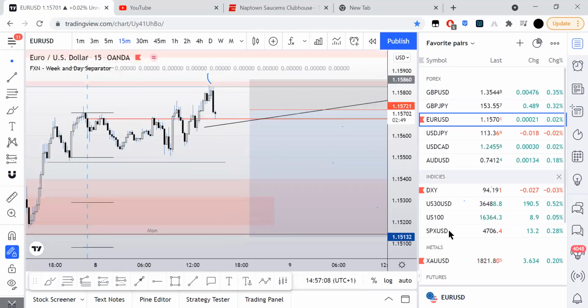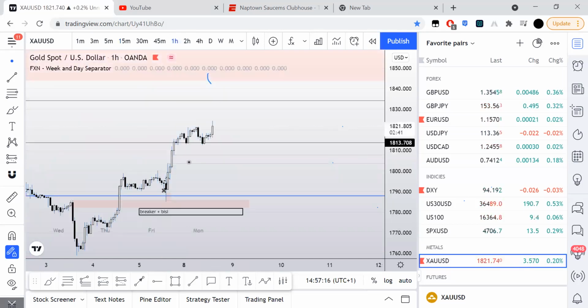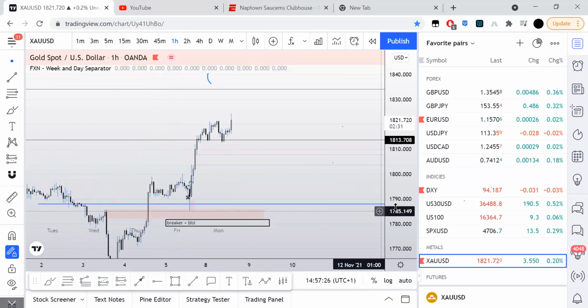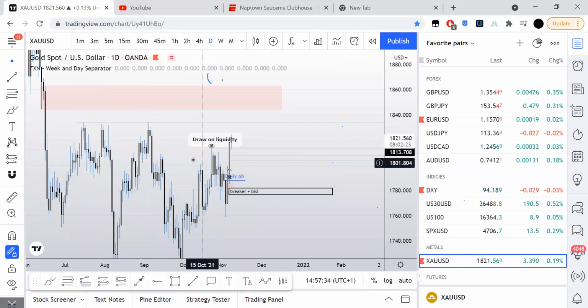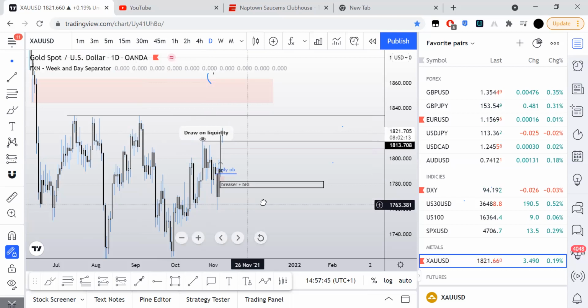Let me see gold real quick. Gold. I wanted to see gold come back into this area of imbalance right here, from the bottom of this wick to the top, rebalance this, and see what price would do. My draw on liquidity has been this since we were over here, and I was expecting this to get ran out, but it came and respected this up candle right here and gave really good sells on gold.